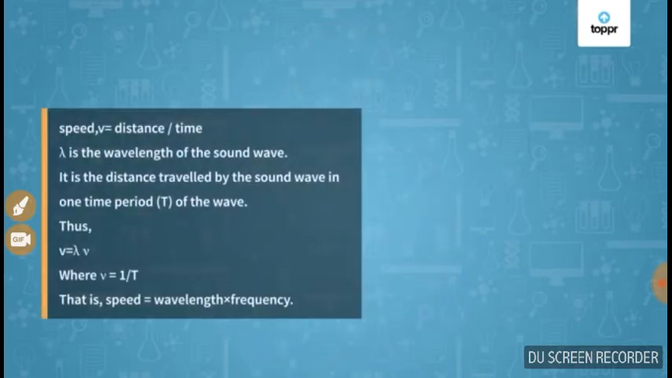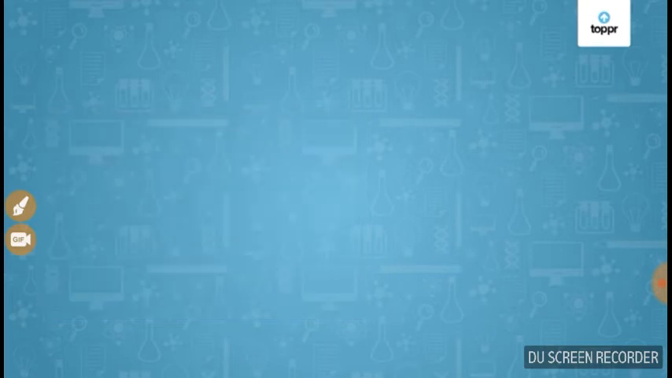Now we have discussed a lot about sound and its characteristics. But what about the speed of sound? Speed of sound is defined as the distance that a point on a wave travels per unit time. We know speed v is equal to distance upon time. Here, lambda is the wavelength of the sound wave. It is the distance traveled by the sound wave in one time period of the wave. So, v is equal to lambda nu, where nu is equal to 1 upon T. That is, speed of a sound wave is equal to wavelength into frequency.